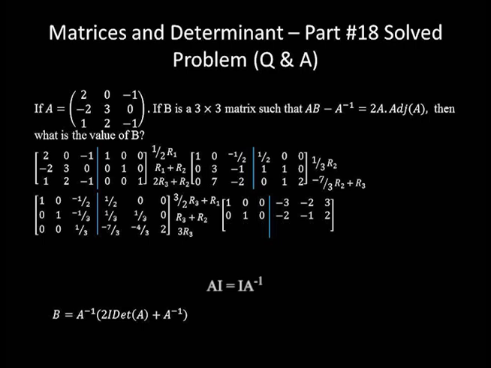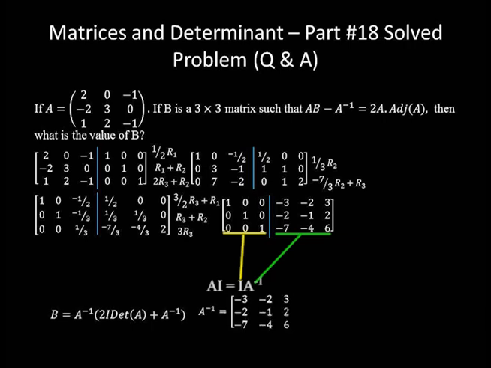Multiplying row 3 elements by 3 gives us 0, 0, 1, negative 7, negative 4, and 6. Now, the identity matrix comes to the front. Hence, the matrix to the right of the identity matrix is A inverse, meaning A inverse is this 3 by 3 matrix.